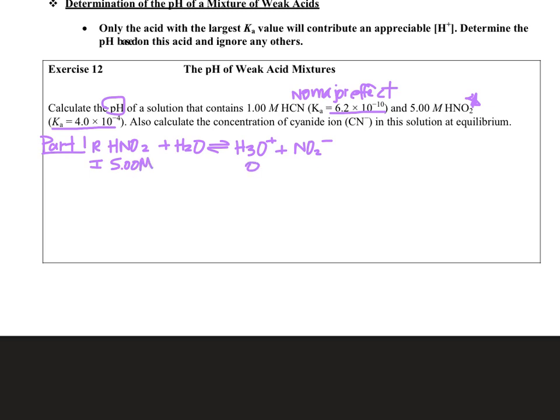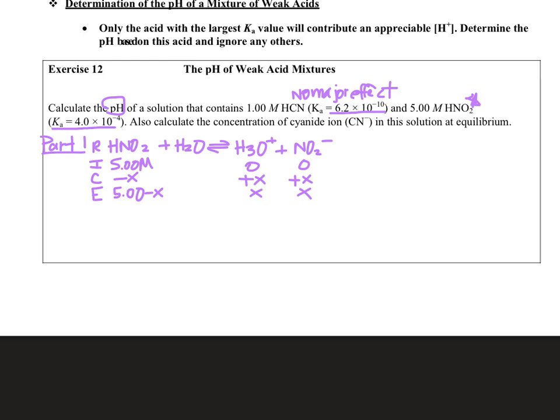And we're going to start with 0 of these. And so my change is minus x, plus x, plus x. So remember, your ICE tables are really important because they do show that you know what you're doing and that you don't make a mistake. It also is important if we started with common ions. It would help us recognize we started with some initial hydrogen ions or something like that, which we're going to talk about in just a sec.